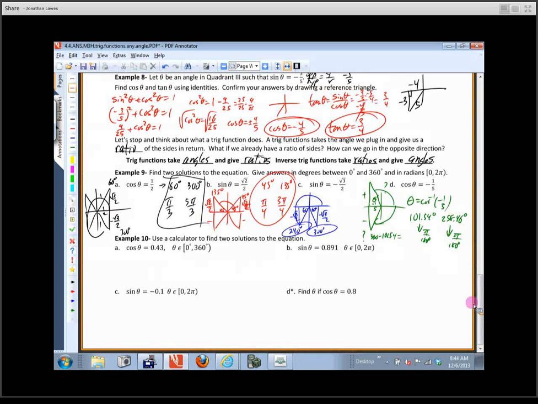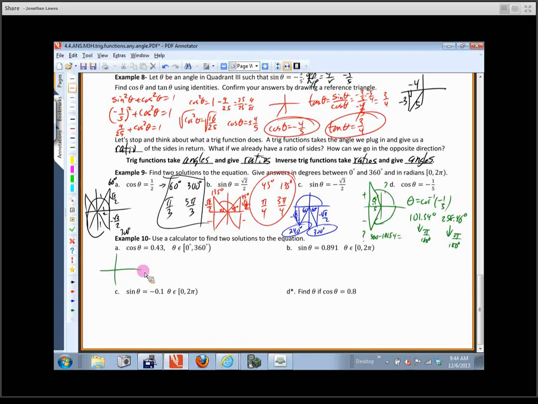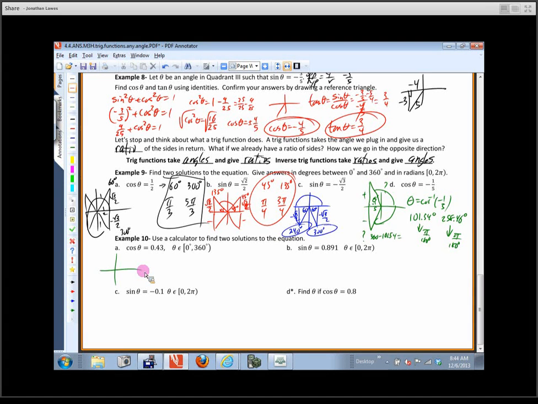Okay, the rest of these are just practice using that same idea. So let's take a look at this one here. This is the cosine of the angle is 0.43. In which quadrants would the cosine be positive? All students take, 1 and 4. So we're expecting an answer right there.